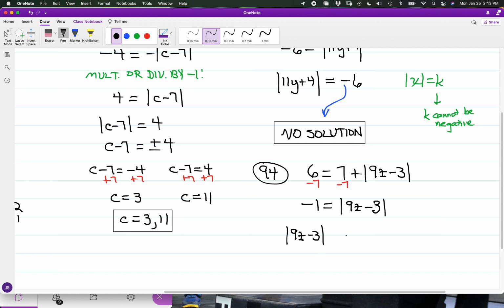So the absolute value of 9z minus 3 is equal to -1, and again we have the absolute value of x represented by that of 9z minus 3, and k is represented by -1, and again k cannot be negative, and so right away there's no solution for z.